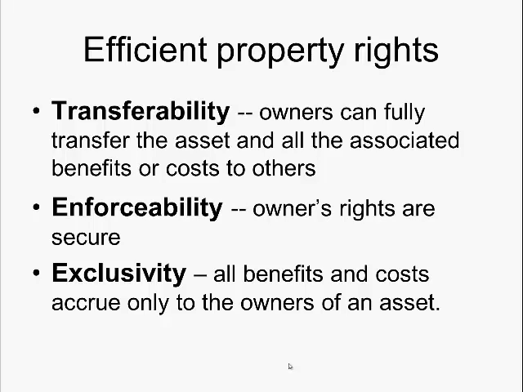Secondly, the rights are enforceable. That is, nobody can take the owner's rights away from him or herself without the consent of the owner. So if a producer produces something, consumers are only going to get it if they pay the producer for that good. The final characteristic is exclusivity, and that means that all the benefits and all the costs accrue only to the owners of the asset. This ends up being the most critical of the three characteristics of efficient property rights for the purposes of our class. But let's look at all three at this time.